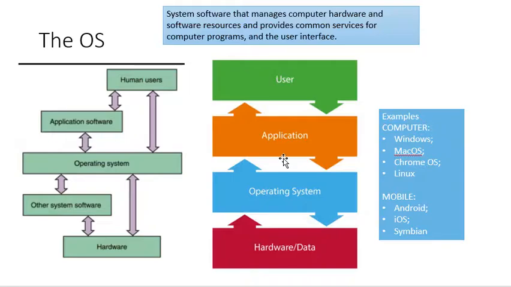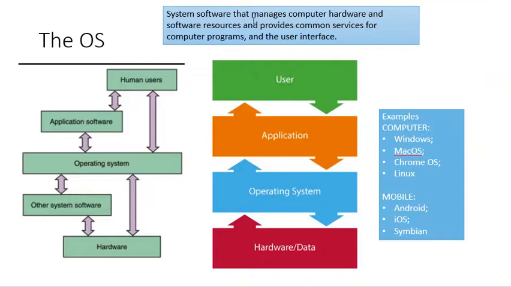What do we mean by that? Well, here's the layer model that we're talking about. So at the very top we have the user, who will use their application software, and the operating system and the system software will sit between the application software and the actual hardware, making sure that the applications and the user are kept happy.